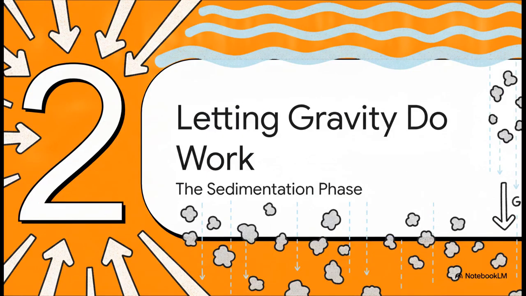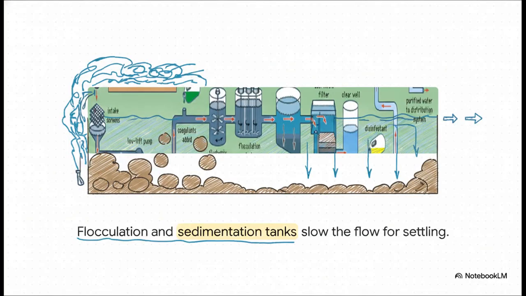Moving right along to phase 2, letting gravity do the work. Once the water has been properly mixed with our coagulants and the flocs have fully formed, the violent mixing stops completely. Flowing from the flash mix and flocculation tanks directly into the massive sedimentation tank, the water is intentionally and drastically slowed down. In this perfectly calm environment, gravity takes the wheel, pulling those heavy flocs right down to the bottom to form a super thick layer of sludge. And that sludge, which consists of all those coagulated colloids and large particles, is routinely removed, dewatered, and disposed of.